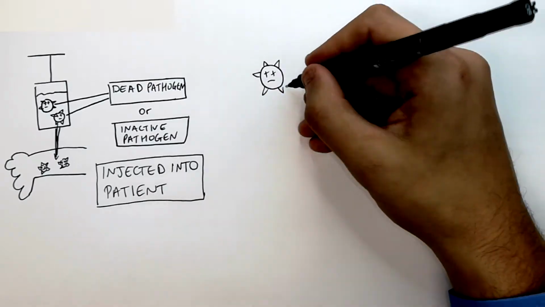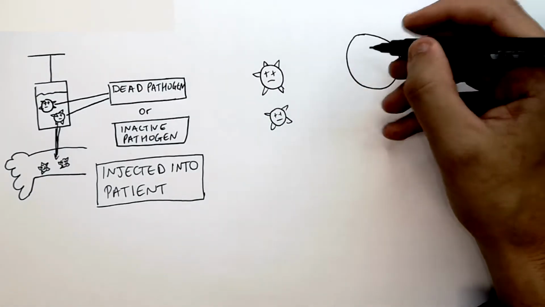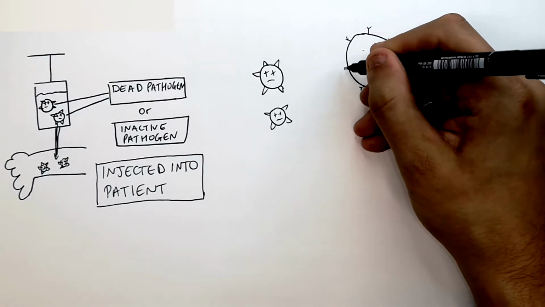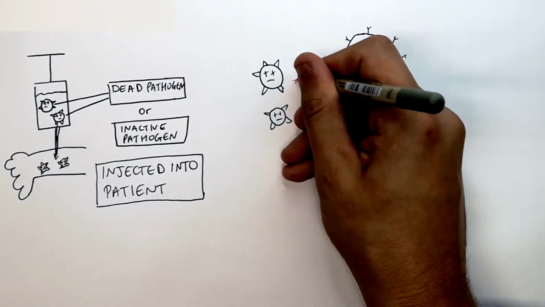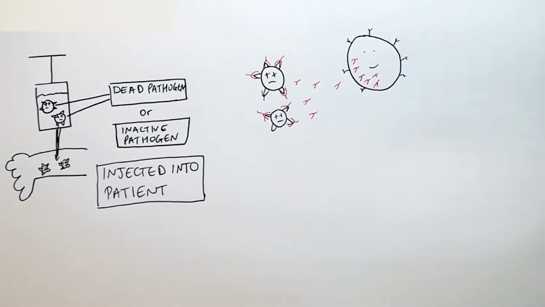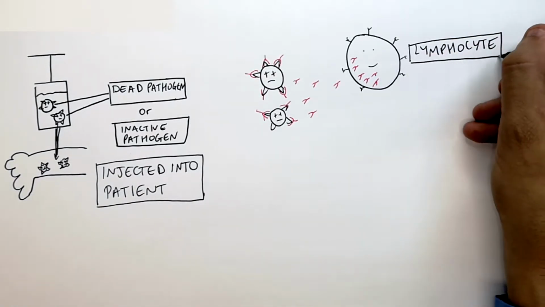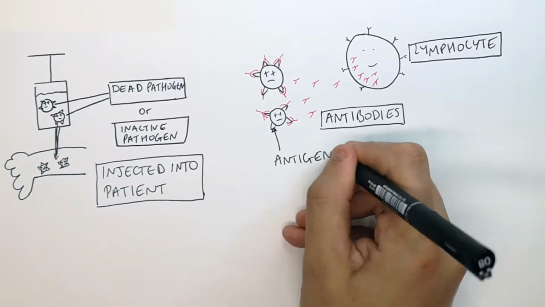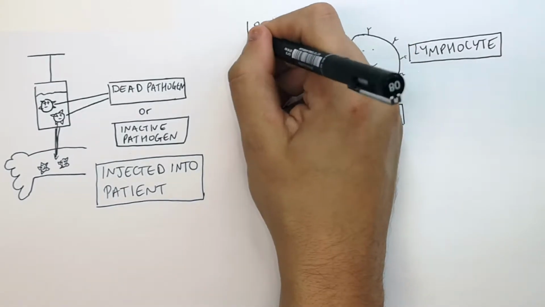So the dead or inactive pathogen with the antigens on them that you want to immunize against, your lymphocytes will come along and they will then produce antibodies. The lymphocytes produce antibodies that will then bind the antigens. So these are going to be specific antibodies for that pathogen. So the lymphocyte here is going to produce antibodies. Antibodies are going to bind the antigen on the pathogen.